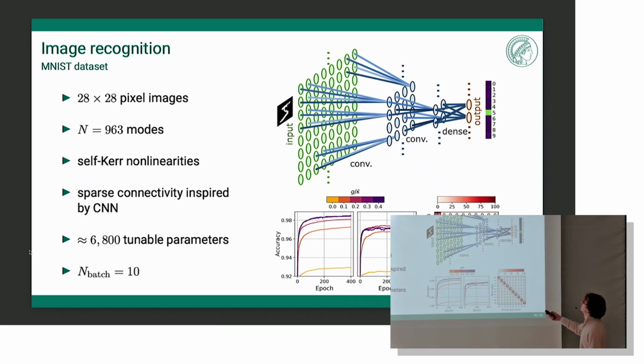So the final experiment is the traditional MNIST dataset, and here the connectivity is sparse, inspired by convolutional neural nets. And what we get is very comparable to a similar size convolutional neural net. We average the gradients over mini batches of size 10. This is the training accuracy and the test accuracy.